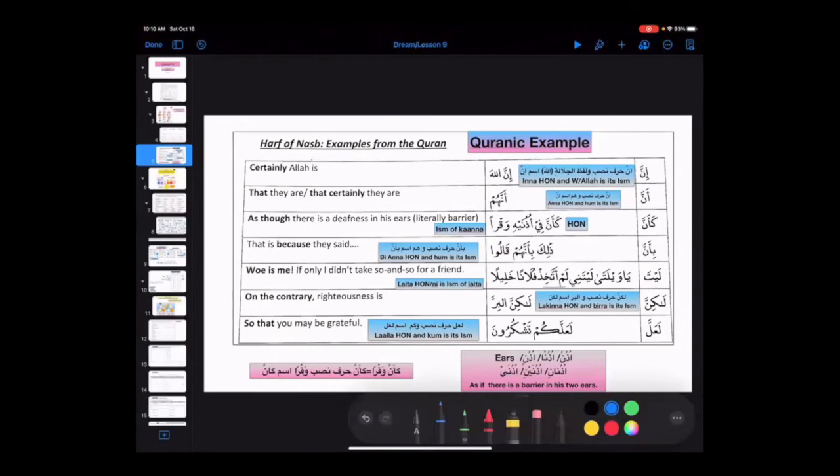Then we have the last one, la'alla. La'alla is harfu nasab. And when we see an attached pronoun, then we don't have to find its ism. Basically, this is the ism right beside it. So this kum is ismu la'alla. So la'allakum tashkurun.